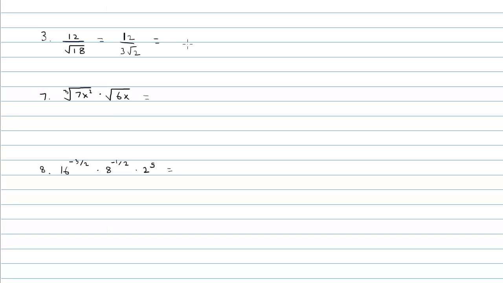Simplifying the 12 and the 3, we end up with 4 over the square root of 2. Rationalizing, where we multiply top and bottom by the square root of 2, we now have 4 square roots of 2 on top of 2. And then this 4 and this 2 on the outside gives us 2 square roots of 2.